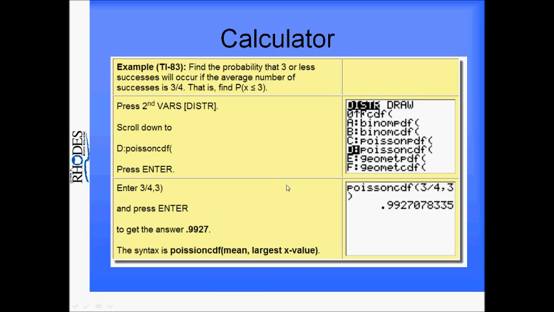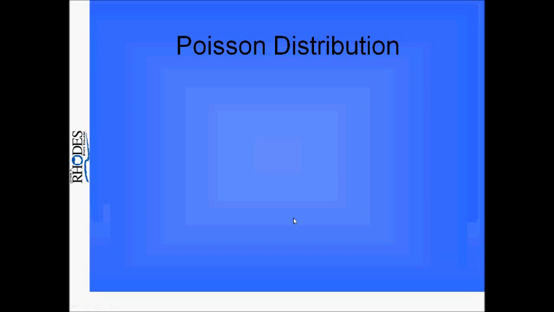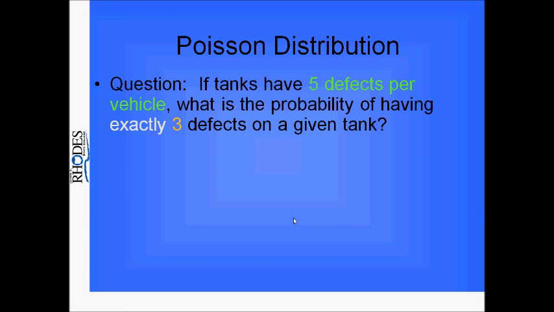Using CDF, same example, only this time you're choosing CDF in the menu. 3 out of 4, comma, probability of 3 or less. So remember, it works from left to right, so that's in our favor. Type in 3, and you get 99.27%. Okay, pretty straightforward.